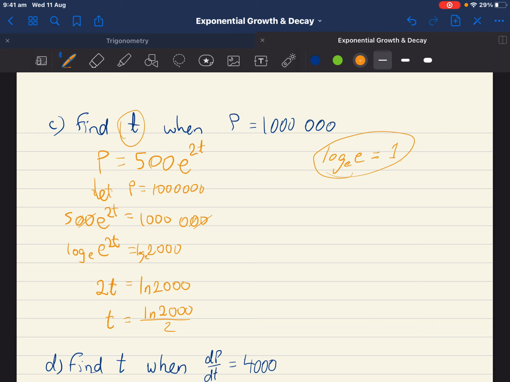Okay, and then divide that by 2. Okay, so we end up getting 3.8, right? Whether it's days, weeks, it just depends on what the units of time are for the particular question. All right, I've rounded to 1 decimal place here.